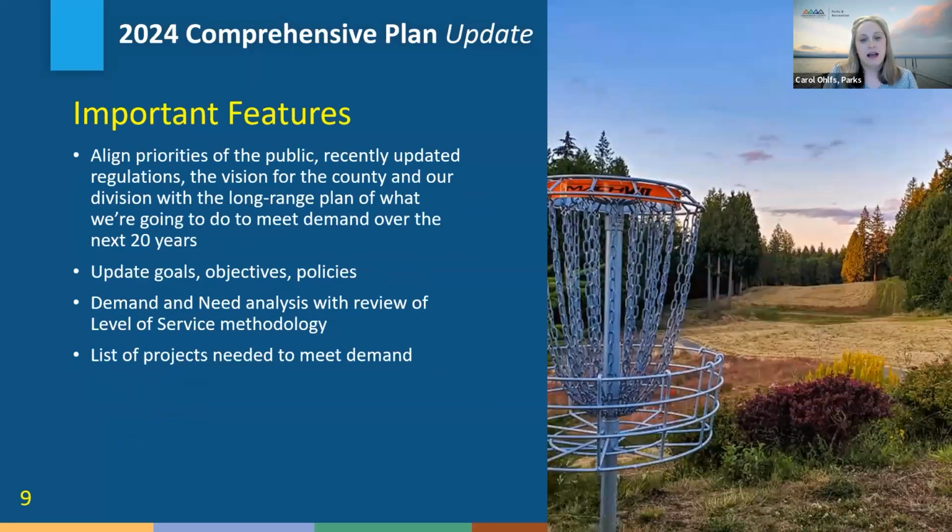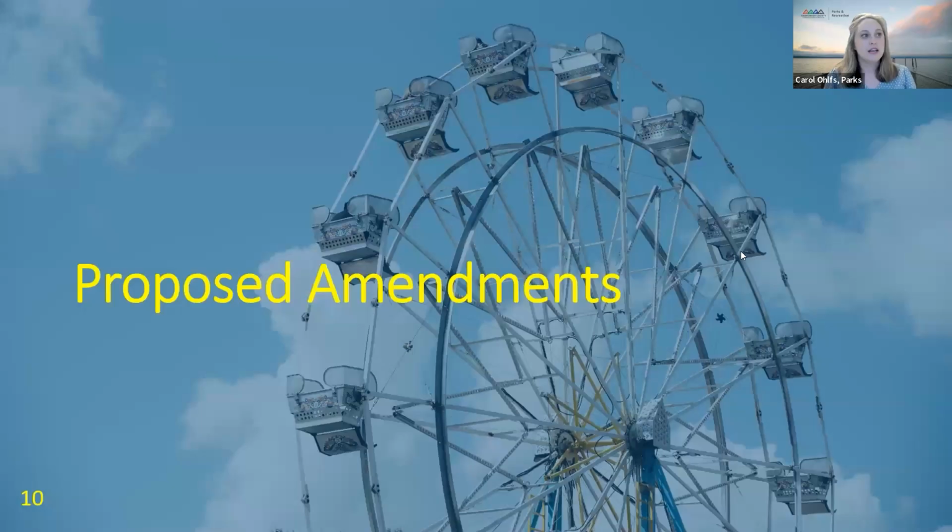The PRE also aligns with the Park Division's priorities with the countywide and multi-county planning policies to update the goals, objectives, and policies. RCW also requires that the Parks and Recreation element include an estimate of park and recreation demand for at least a 10-year period, an evaluation of facilities and service needs, and an evaluation of intergovernmental coordination opportunities to provide regional approaches for meeting parks and rec demand. So moving on to the proposed amendments.